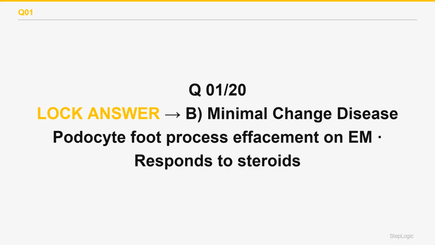Electron microscopy shows effacement of podocyte foot processes. Invisible on light microscopy. Normal on immunofluorescence. Excellent response to corticosteroids. If the question shows a biopsy finding, the EM effacement is pathognomonic. FSGS will show segmental sclerosis on light microscopy. Different distribution, worse prognosis.